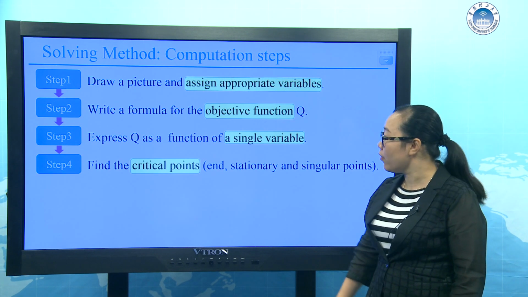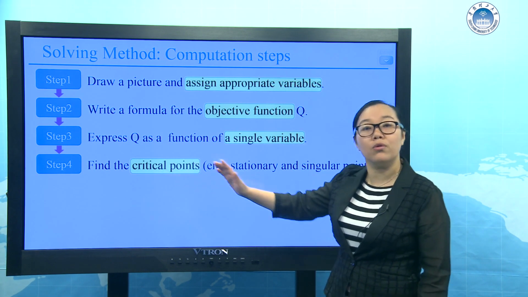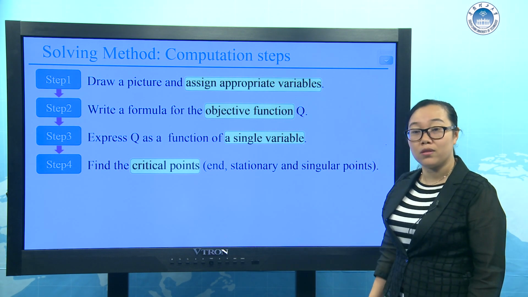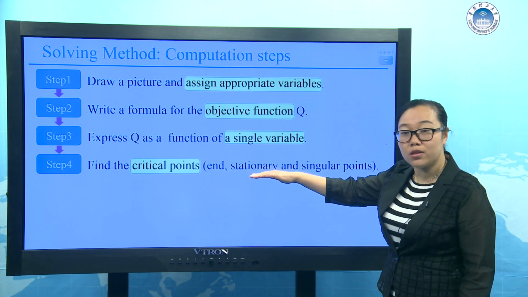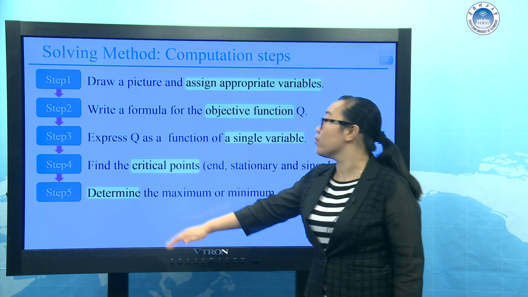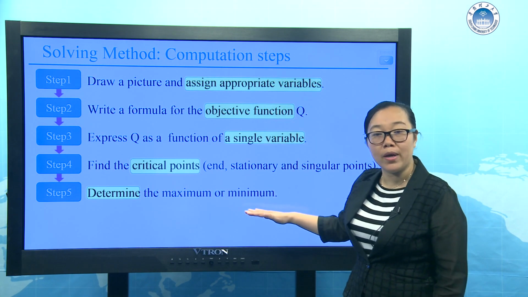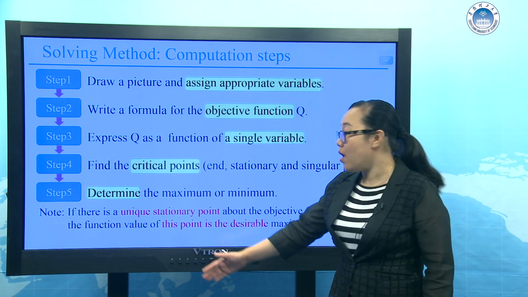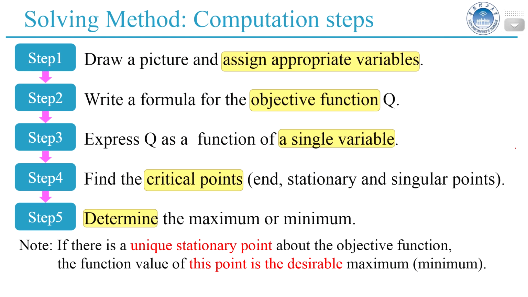Step 4. Try to find the critical points. Do you remember what our critical points are? Yes, there are 3 kinds of points: endpoint, stationary point, and singular points. And the final step, try to determine the maximum or minimum. Pay attention: if in some practical question there is a unique stationary point of the objective function, the corresponding function value at this point is our desirable maximum or minimum.